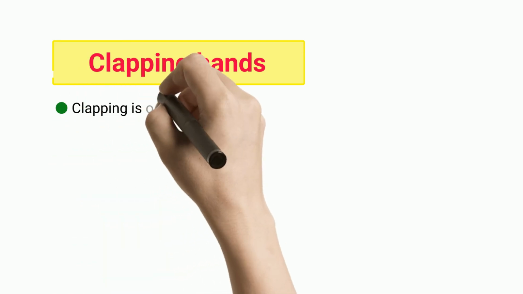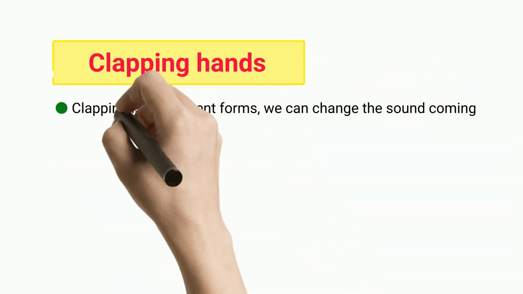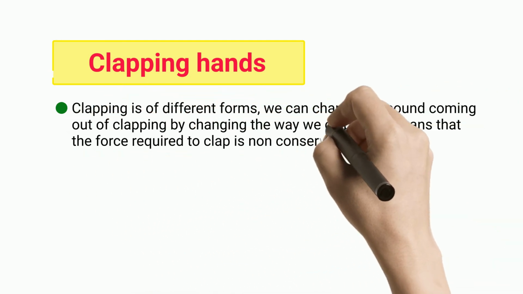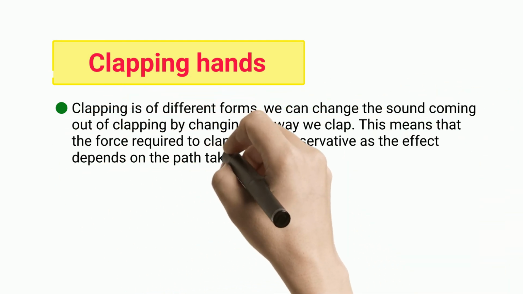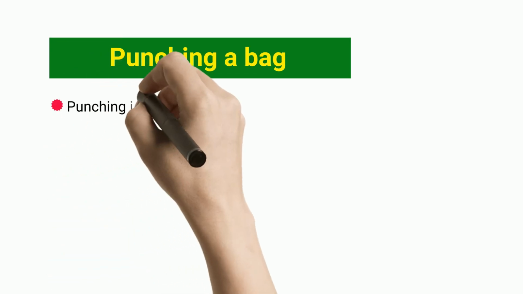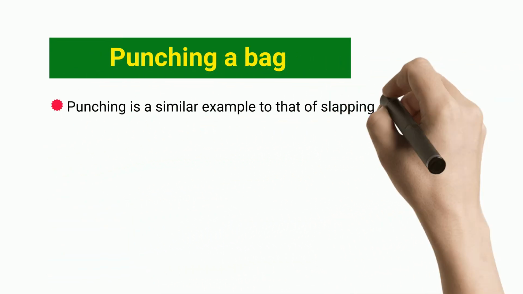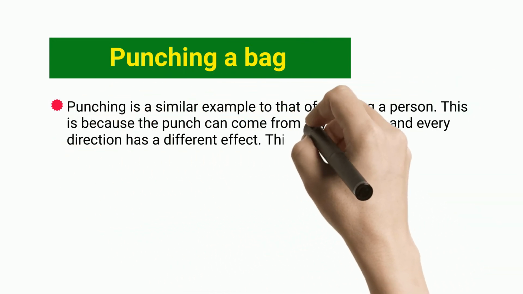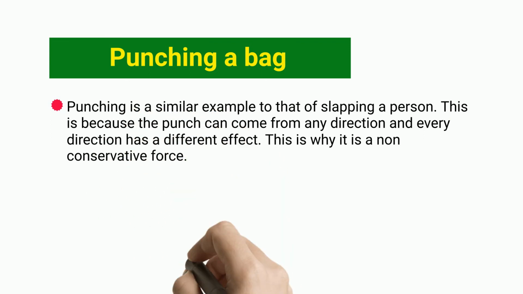Clapping hands. Clapping is of different forms. We can change the sound coming out of clapping by changing the way we clap. This means that the force required to clap is non-conservative, as the effect depends on the path taken by the hands for clapping. Punching a bag. Punching is a similar example to that of slapping a person. This is because the punch can come from any direction, and every direction has a different effect. This is why it is a non-conservative force.